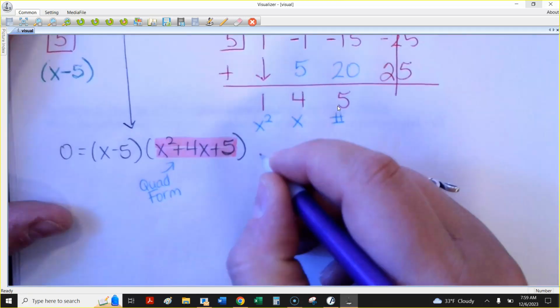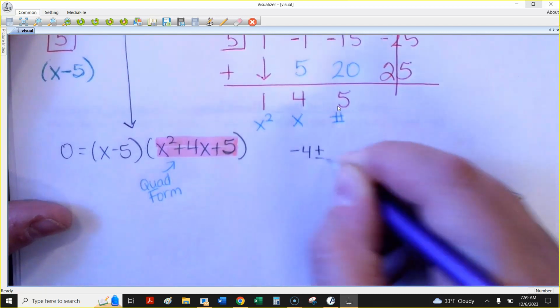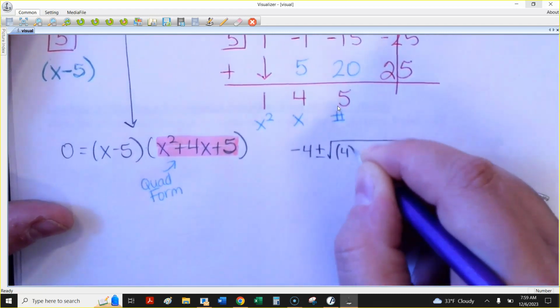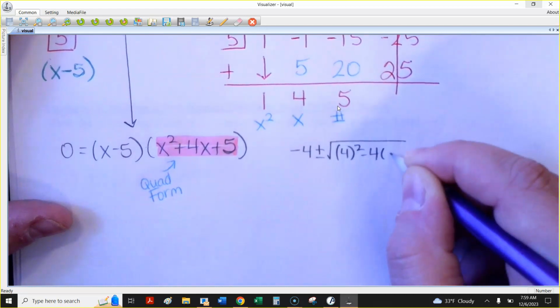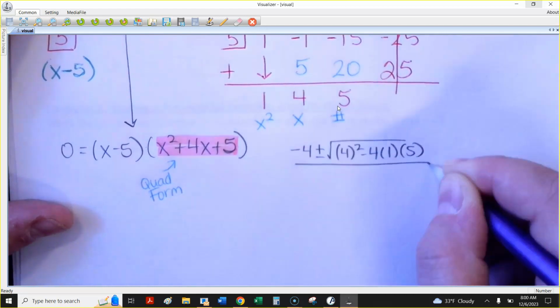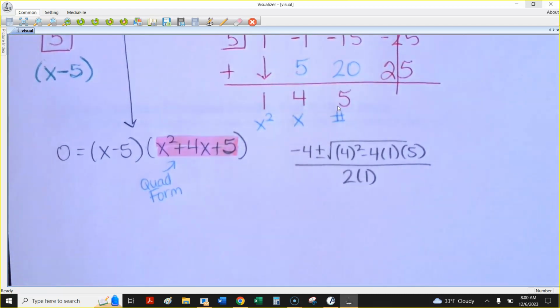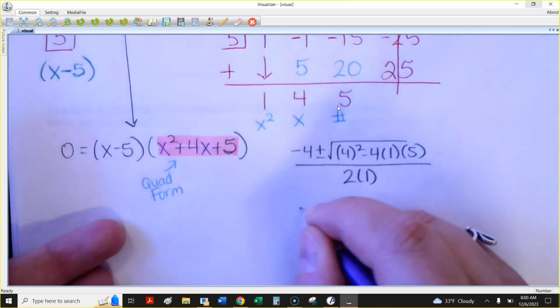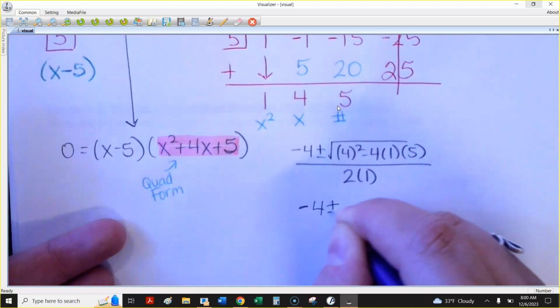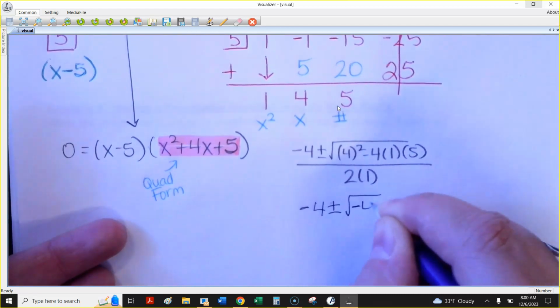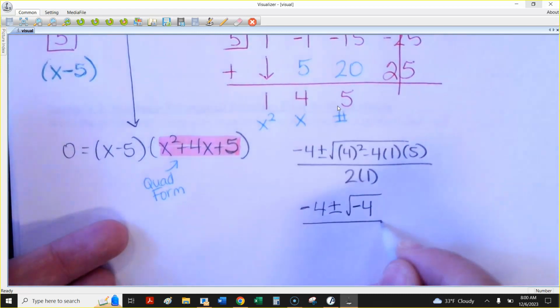So I'm going to do the opposite of b, which is negative 4, plus or minus the square root of 4 squared minus 4 times 1 times 5, everybody over 2a, so it'd be 2 times 1 for this question. Usually I just grab my calculator and do what's under the square root. So 4 squared minus 4 times 1 times 5 would be minus 4. This will be nice for us. So I get negative 4 plus or minus the square root of negative 4, everybody over 2.